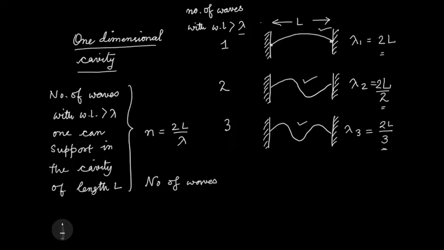So we can ask the question, number of waves with frequency now less than a given frequency, because greater lambda means lower frequency, they are inversely related. So this is equals to n is 2L by lambda, and lambda we know is c by nu. So this is just 2L nu by c.